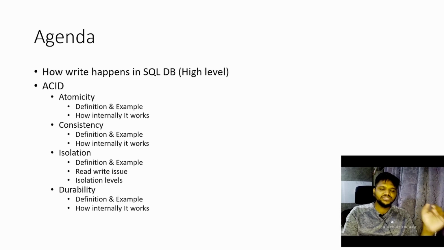Atomicity: the definition, example, and how it internally works. Consistency: the definition, example, and how it internally works. Isolation: definition, example. Again, there are multiple read-write issues attached with isolation, and then the different isolation levels. And then finally durability: definition, example and how it internally works. For every single section of ACID properties there will be a separate video. So let's start with the very first thing: how a write happens in a SQL DB.